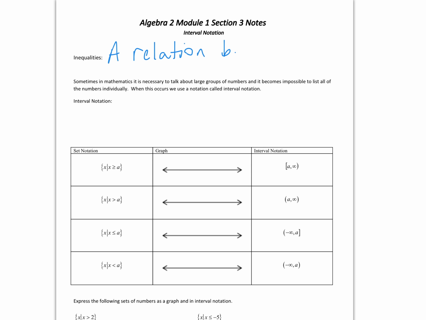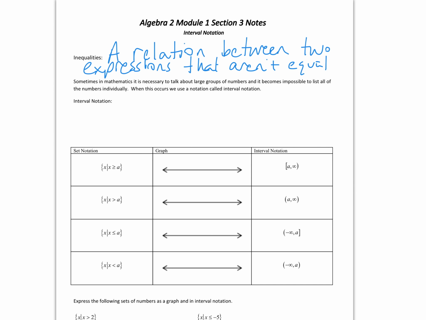A relation between two expressions that aren't equal. And you have four possibilities for these inequalities. So somewhere on your page, I would write down we've got greater than or equal to, less than or equal to. So again, this is greater than, this is less than.